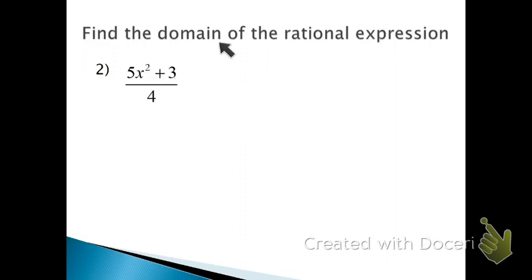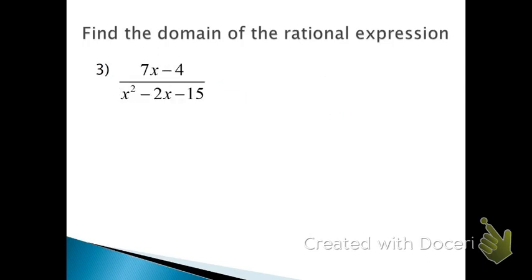What's the domain here? All real numbers. I like it. So we'll write that in interval notation from negative infinity to infinity. Why do we know it's all real numbers, guys? Because there's no what in the denominator? There's no variable. Awesome.